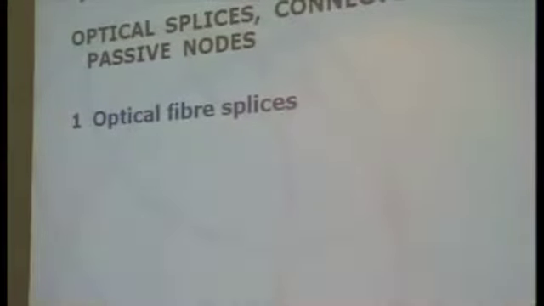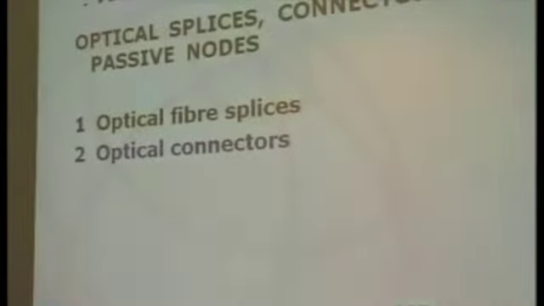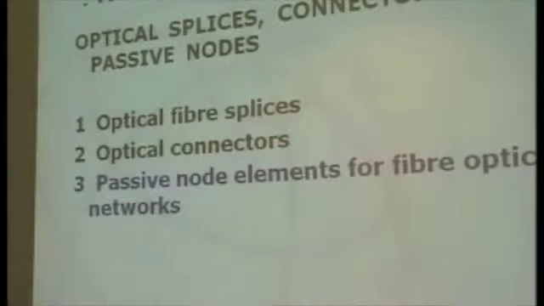This specific chapter deals with optical splices, connectors, and what we call generically passive nodes, in a recommendation prepared by ITU. We have 6 clauses in this chapter. The first one refers to optical fiber splice. The second one to optical connectors. The third one to passive node elements for fiber optical networks. And I intend to cover these 3 topics this afternoon.